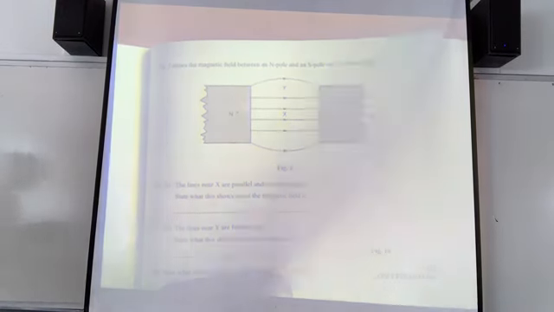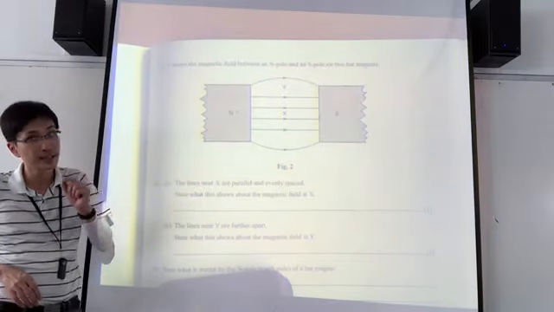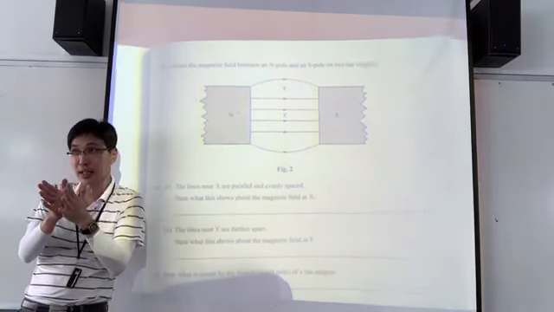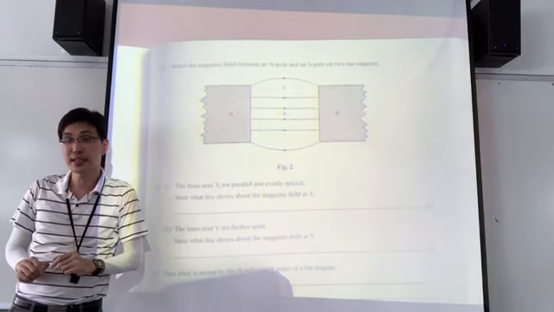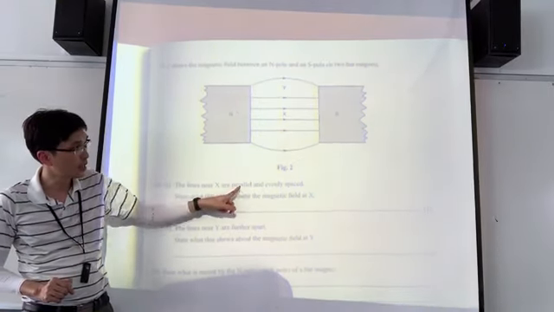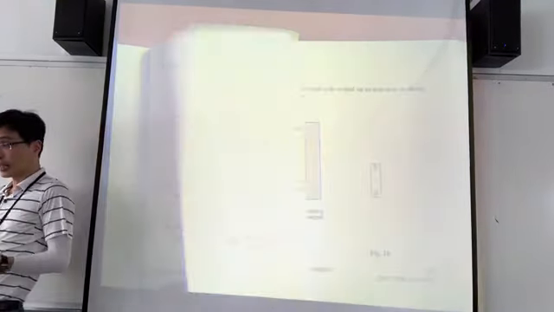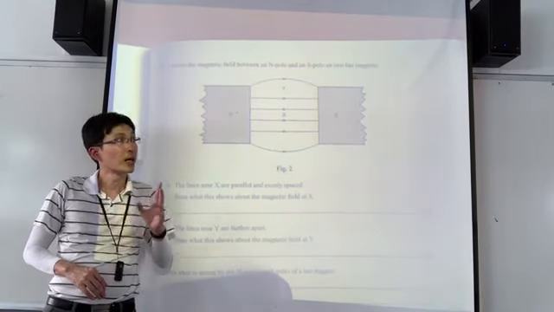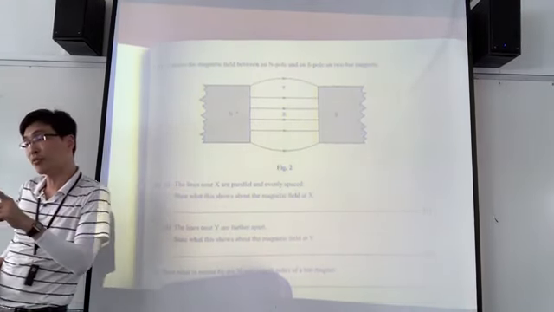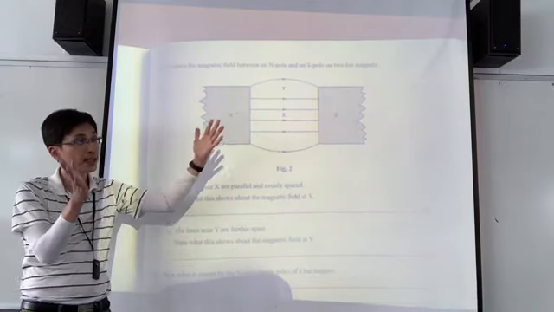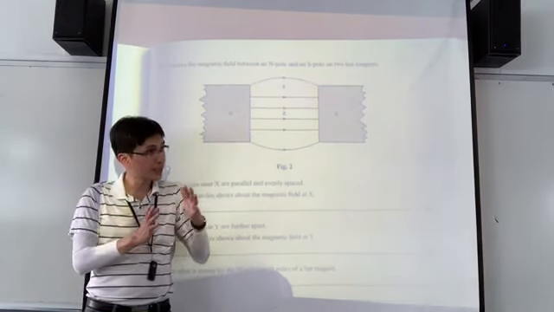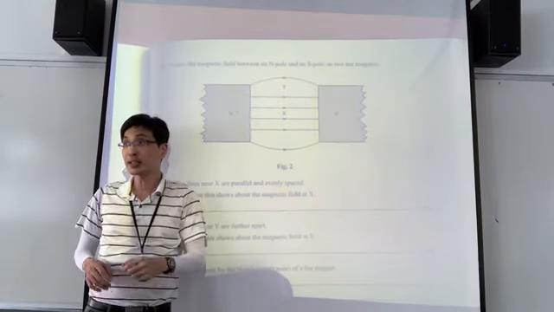Stronger. But the truth is this, when you look carefully, they did not say that the lines near X is closer together. They didn't say that. What did they say? Parallel and evenly spaced. So they are not asking about strength. They are asking something else. Remember just now we mentioned lines closer, magnetic field is stronger. Lines further, magnetic field is weaker.